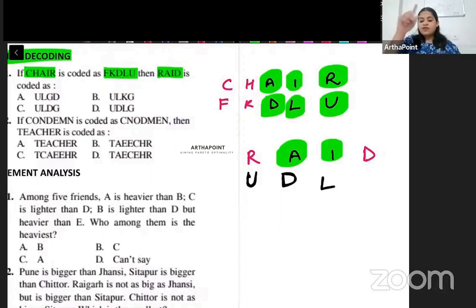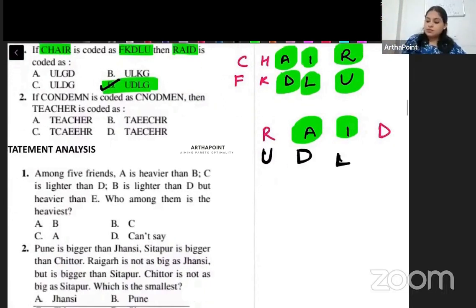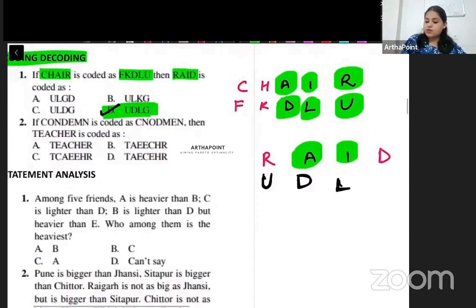So I know that the first 3 alphabets should be U, D, and L. I am clear with this. So beta, what matches this? Only option number D. U, D, and L. First 3 alphabets should be U, D, L. Right? So answer will be D. Okay, beta. Come to the next question now.